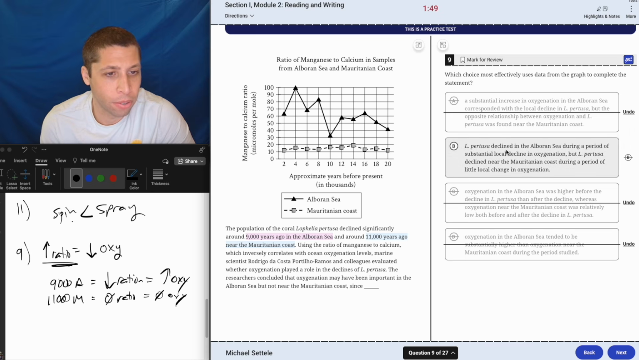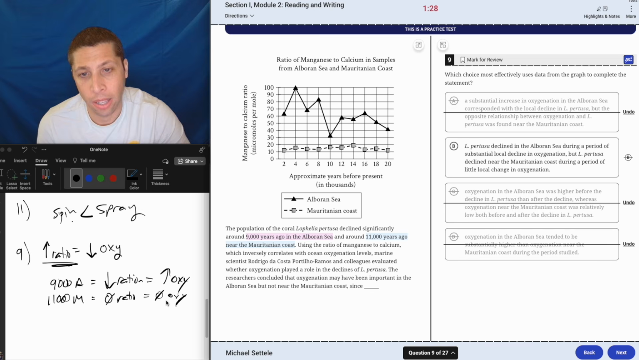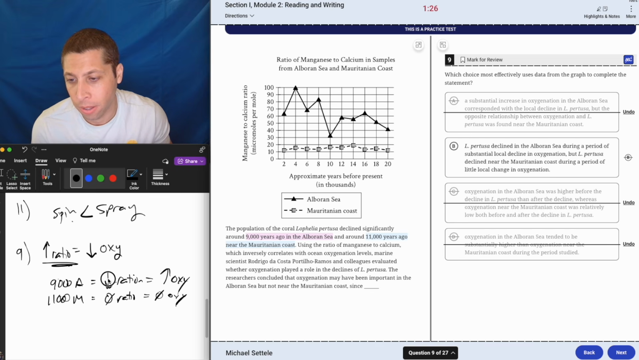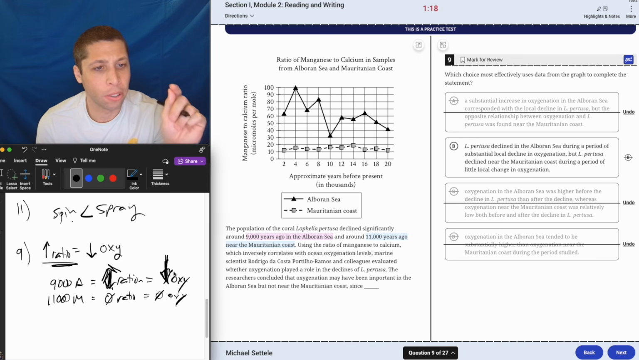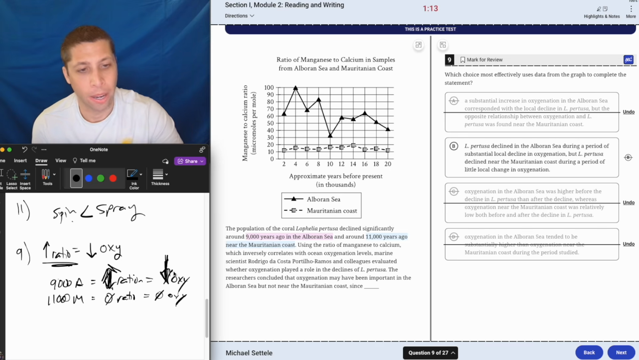Yeah, but who cares? So I think it's declined in the Alboran during a period of substantial local decline in oxygen. This is saying oxygen is going up. But we have to move from right to left here because the present is here. So if we're going from, let's say, 10,000 to 8,000, that's actually an increase in the ratio. So I have to flip this. It's an increase, so this would be a decrease. Decline in the Alboran Sea during a period of substantial local decline. Decline near the Mauritanian coast during a period of local, yeah.